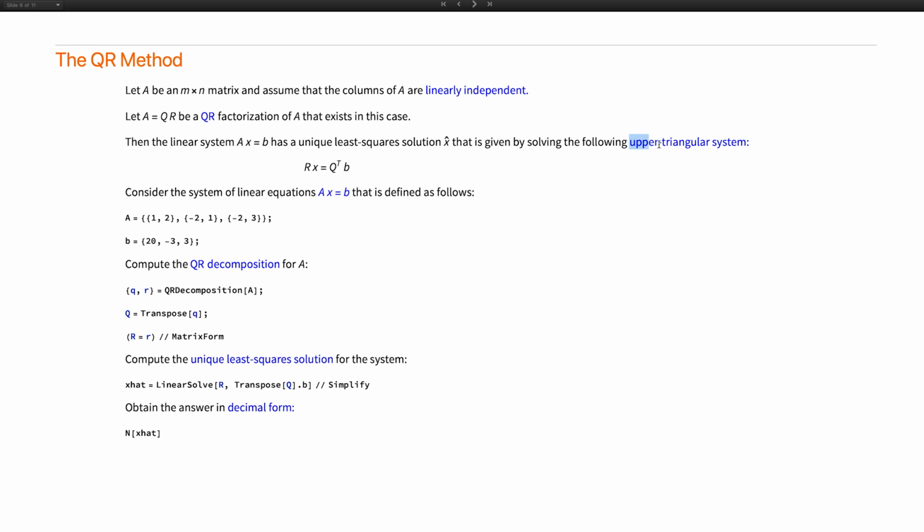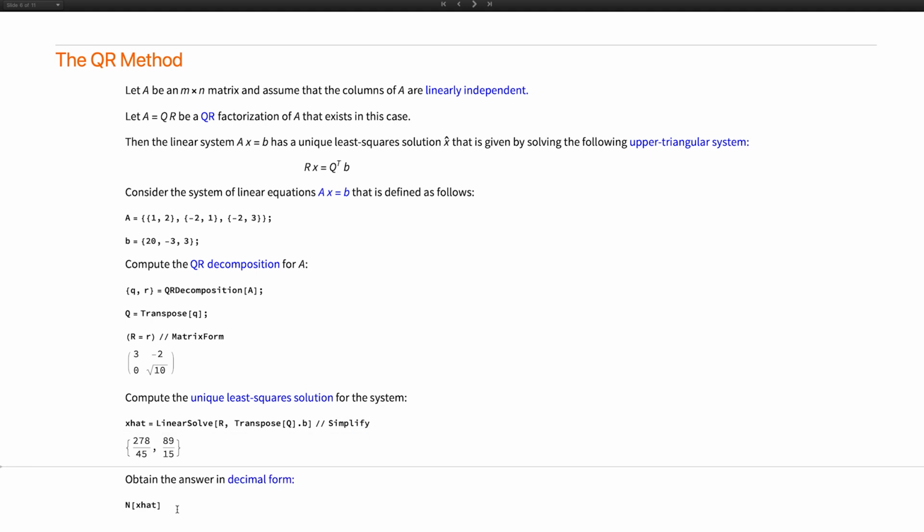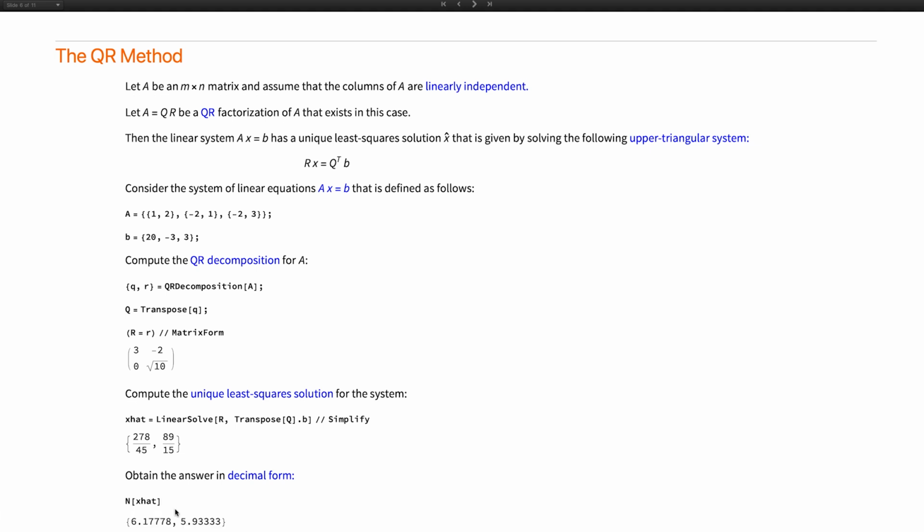It's an upper triangular system, and that system is R times X equal to Q transpose times B, and that is, of course, a very simple system to solve. So here is the procedure for the same set of equations. You've got A and B. Find the QR decomposition, the QR factorization, find Q, find the upper triangular matrix R, that's upper triangular, and then use the procedure over here with LinearSolve to find the least squares solution. And you see you get back just the same result as earlier on.